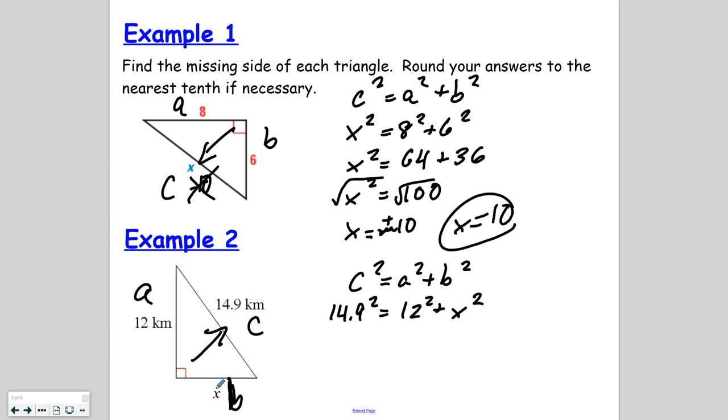Now we're going to square each one of these values. Let's bring out our calculator here if necessary. 14.9 squared is what's up first. So we get 222.01. 12 squared, we should know that one. That's 144. If we subtract 144 on both sides so that we can get x squared by itself, we get 78.01.